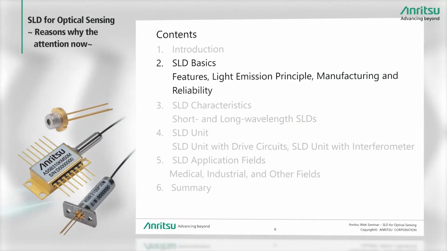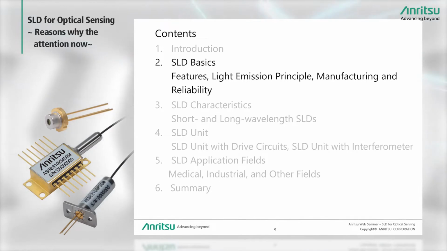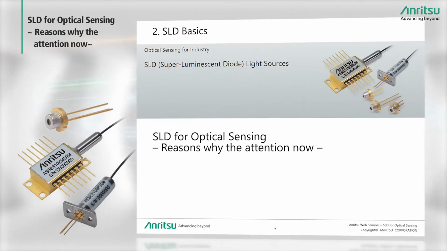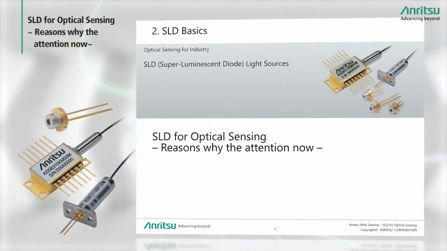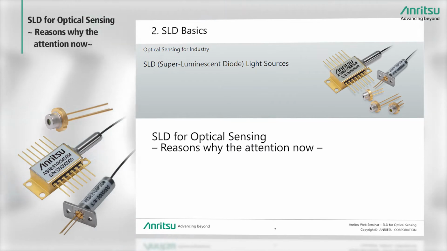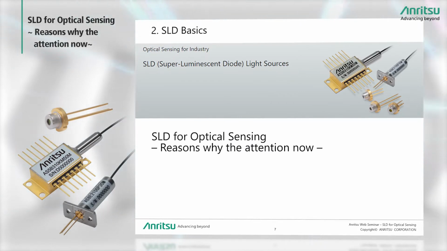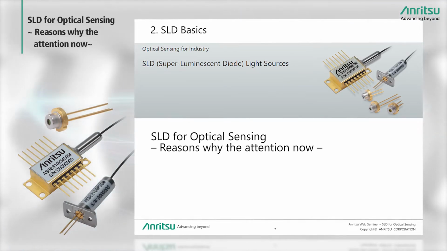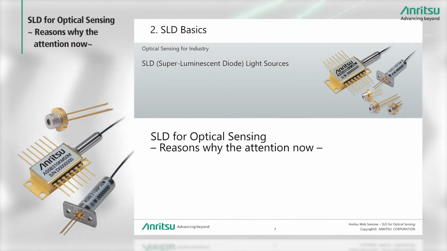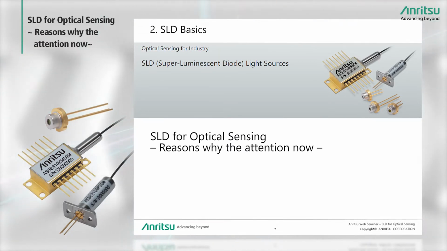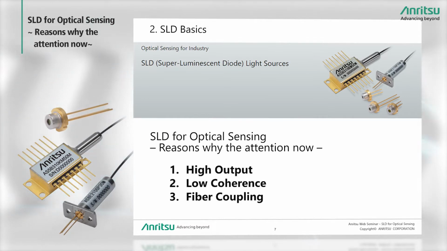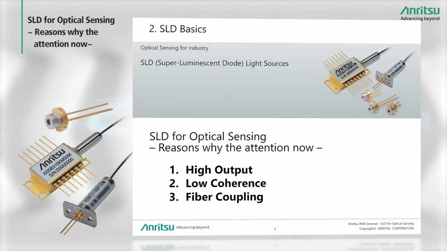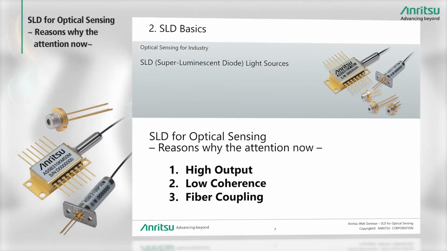The next part explains the basics of operation, the features, the principle of light emission, manufacturing, and reliability. SLD is the abbreviation for superluminescent diode. Some other regions use the term SLED, meaning superluminescent light emitting diode, for the same thing. There are three answers under the heading SLD for optical sensing: the reason why the attention now. Please remember these today. First is high output, second is low coherence, and third is easy fiber coupling. I'll explain these three answers in the following slides.